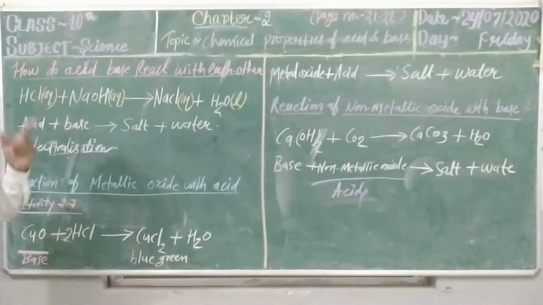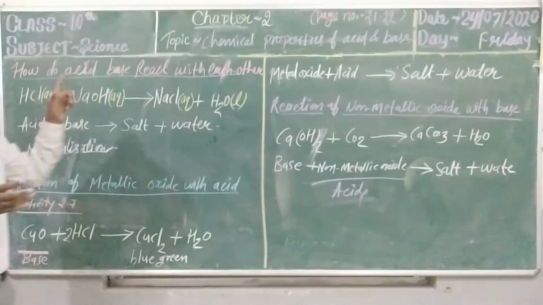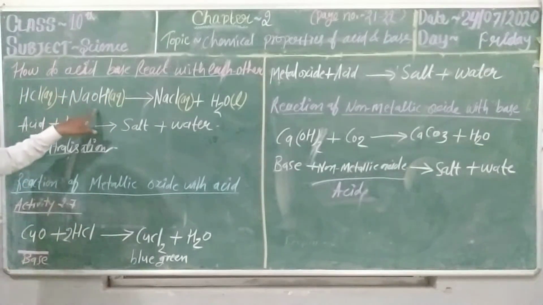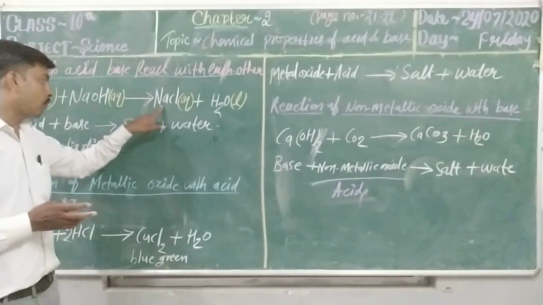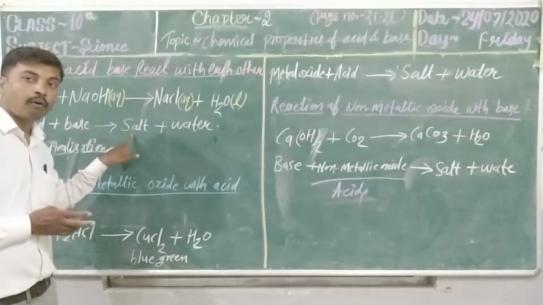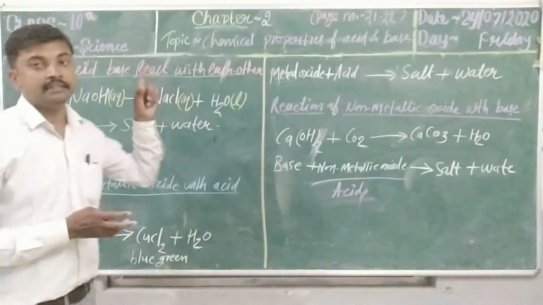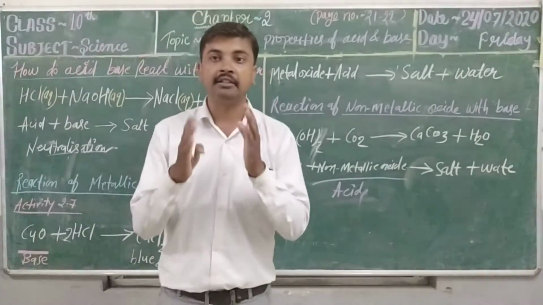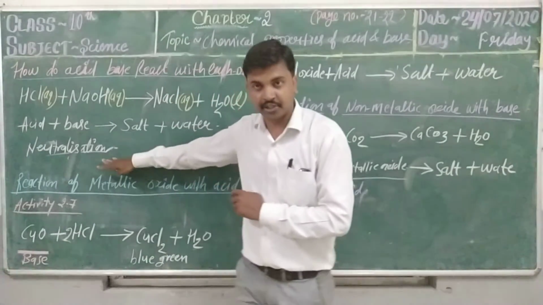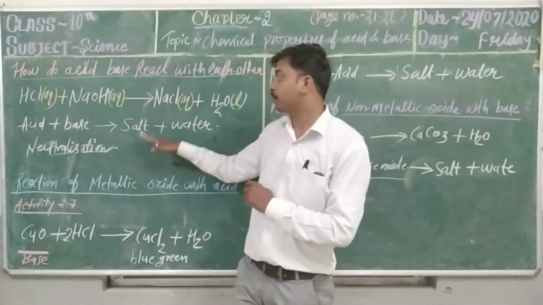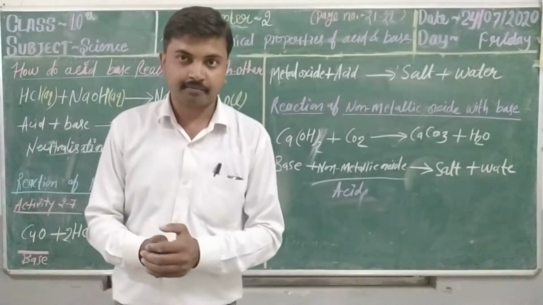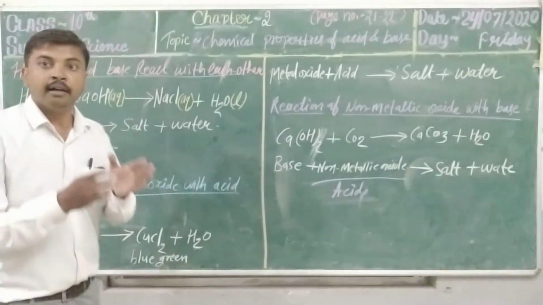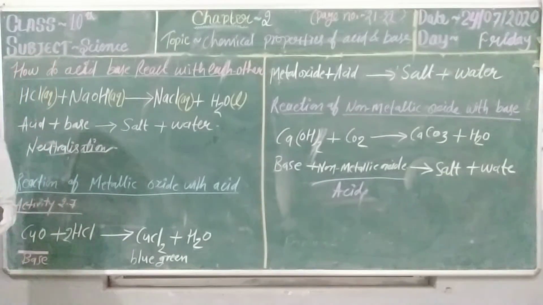When acid and base react with each other and they produce salt and water, this reaction is known as neutralization. It means the product, which is salt, is neutral in nature. Okay, this is a neutralization reaction.